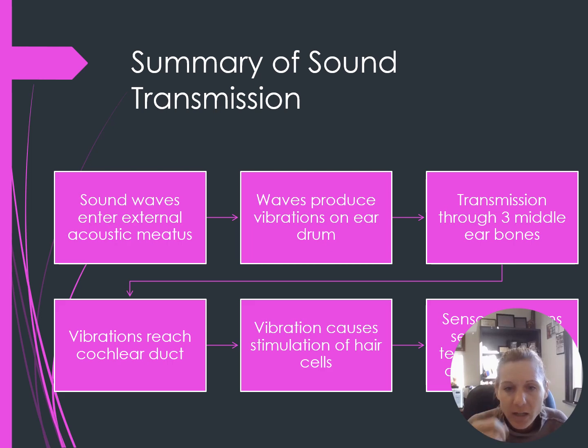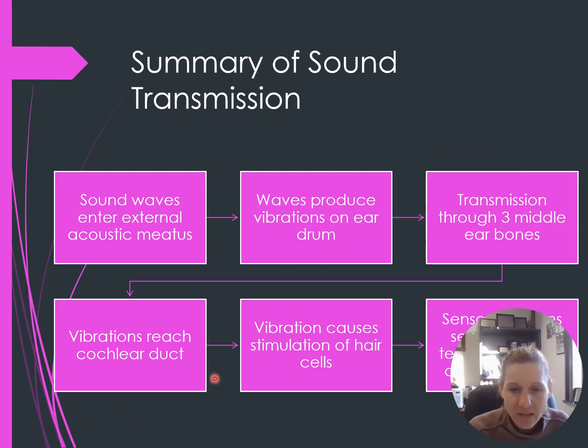Nice little chart here. Again, please pay attention to the arrows. They're not very large, so my apologies there. But this just summarizes what's happening from an auditory perspective. So number 1, sound waves enter the external acoustic meatus. The waves are going to produce vibrations on the eardrum, or the tympanic membrane. Then those vibrations are going to transmit through the 3 middle ear bones, so the malleus, incus, and stapes.